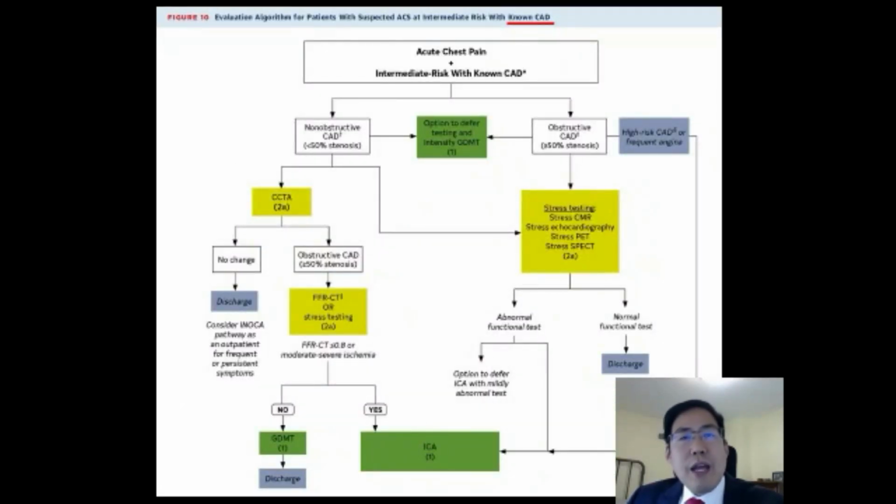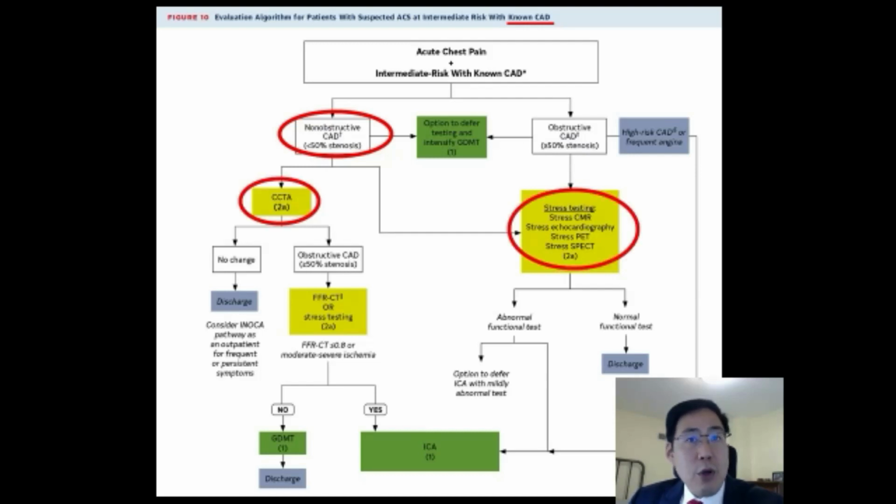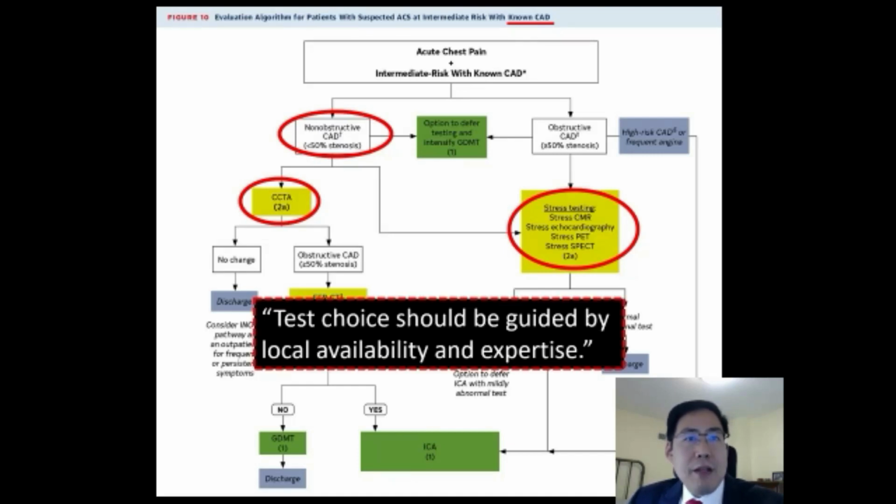Now, let's take someone who has known coronary disease and intermediate risk. So if they've had known non-obstructive or less than 50% stenosis, again, you have a decision. You can proceed with cardiac CT, or you could do stress testing. However, you should remember that the test choice should be guided by the local availability and expertise.